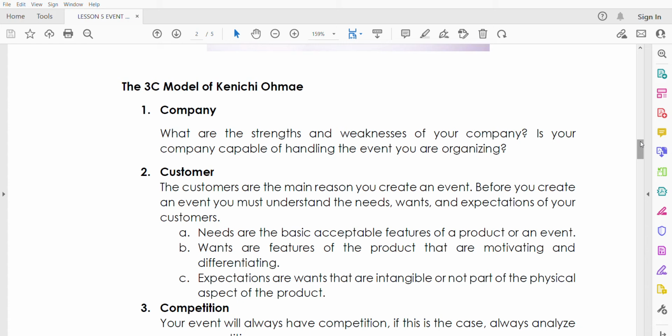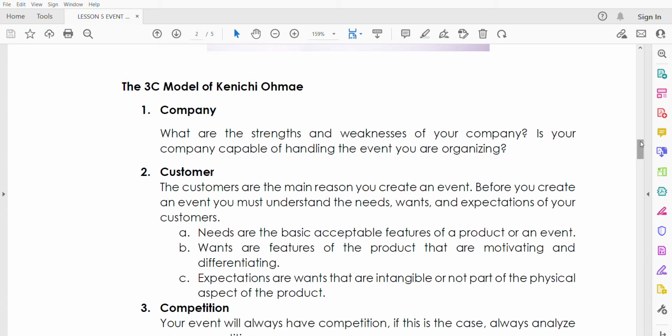Once you know your company, you have to learn also things about your customer. So the customers are the main reason you create the event. So they are the life of an event. Before you create an event, you must understand the needs, wants, and expectations of your customers. So you already have a background on what is the differences between needs and wants. And then we have here the additional term expectations.